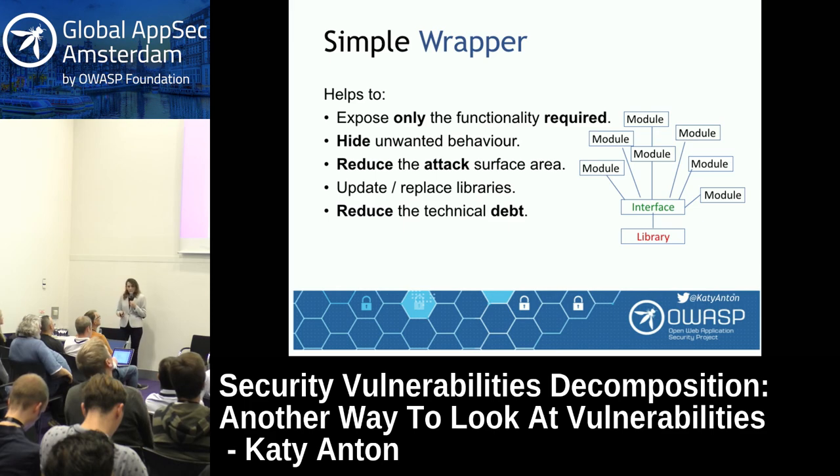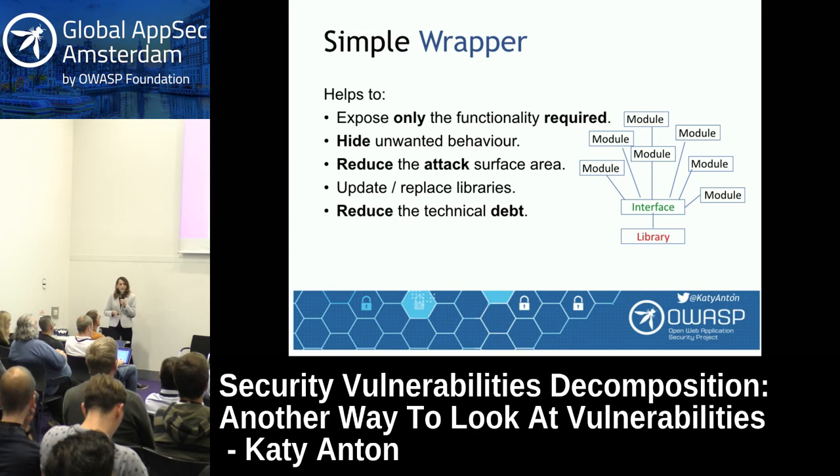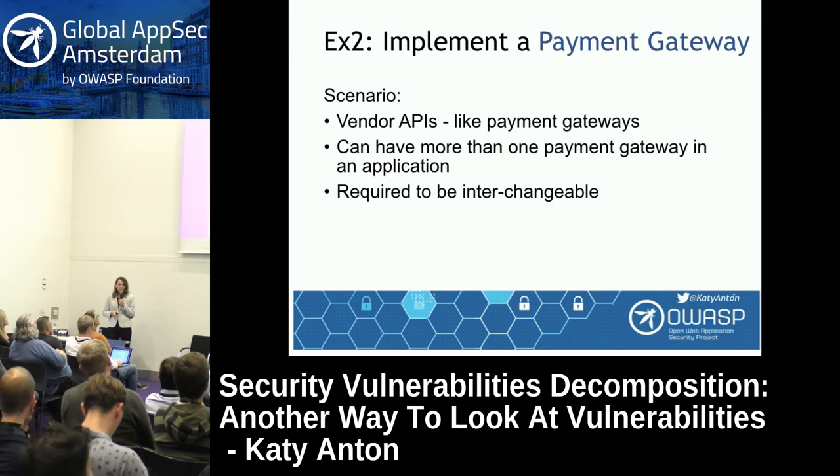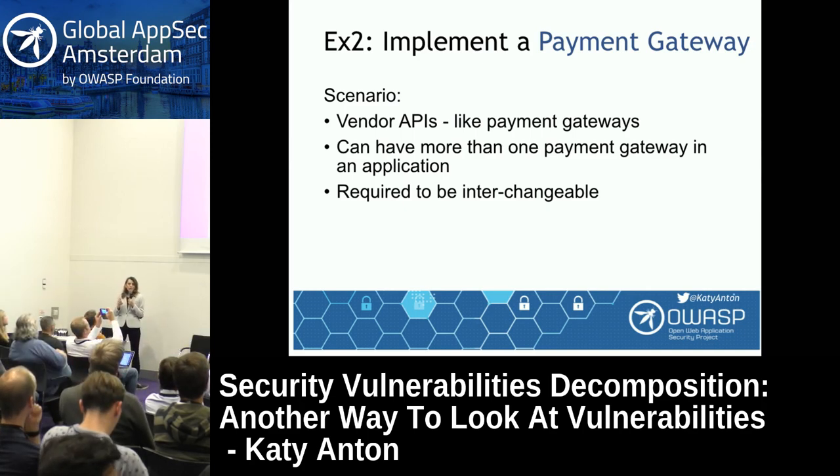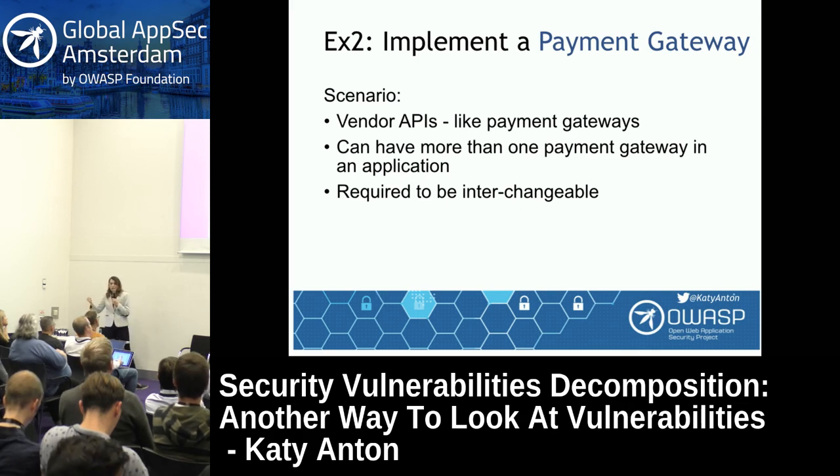The other example that I'm going to look into is a vendor API. For this, I'm going to consider the case of a payment gateway, which is common in e-commerce applications. It's highly likely that in an e-commerce application, you are going to have more than one payment gateway. So in this scenario, you have several partners and each of them has its own endpoints. Highly likely your application will have its own transactional method.